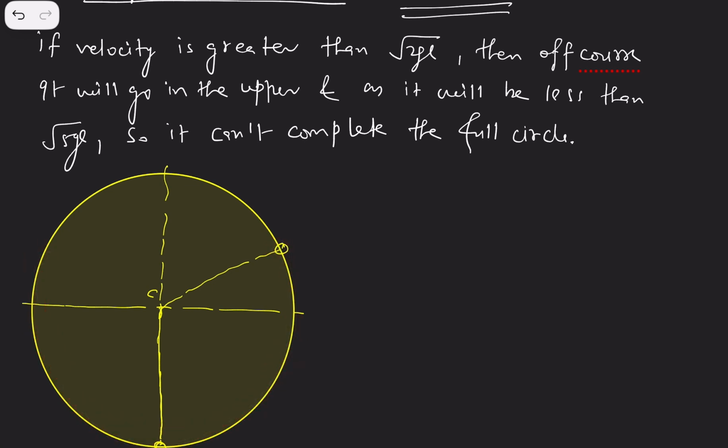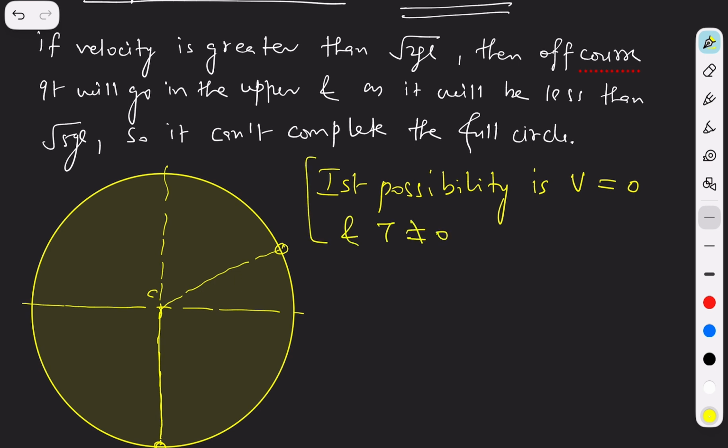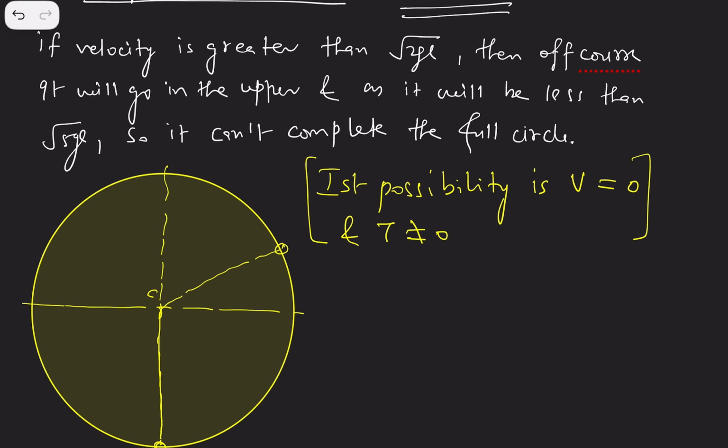To make it happen, what should happen here? The velocity should be zero and the string should be tight, because if the string slacks, then this circular path can't be achieved. So the first possibility is that v should become zero and tension should not be equal to zero, and then the particle will oscillate in this kind of path. That could be the one possibility.